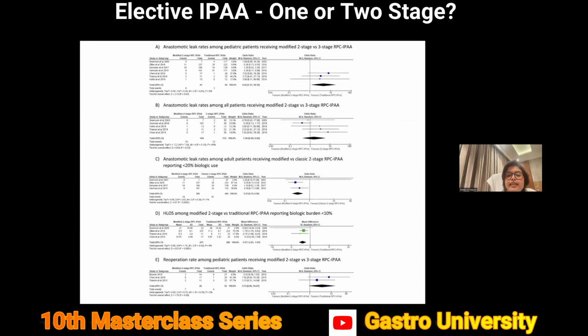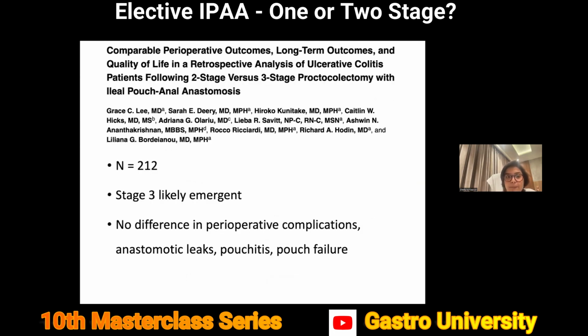This was the meta-analysis figure, which says that in pediatric patients, it favors a typical or traditional restorative proctocolectomy and a pouch, that is, do not avoid a diversion stoma. Whereas in adults, basically in series in which the percentage use of biologics was less than 20%, a diversion could be avoided. So if we have to extrapolate this, in patients in whom biologics are not being used, possibly a diversion can be avoided.